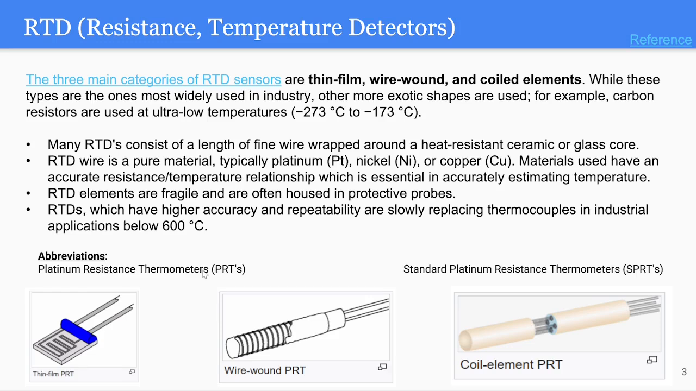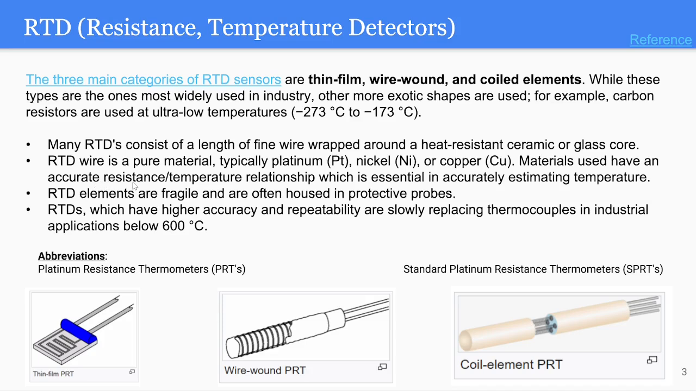So we are using PRTs in these three types of RTD sensors. Many RTDs consist of a length of fine wire wrapped around a heat resistant ceramic or glass core. As you can see here, the wire is wound across a ceramic or a glass core. RTD wire is a pure material, typically platinum, but it can be nickel or copper.